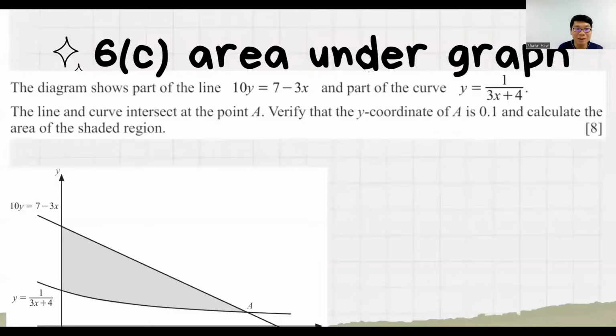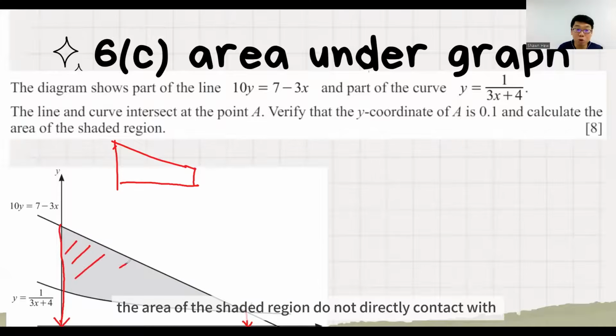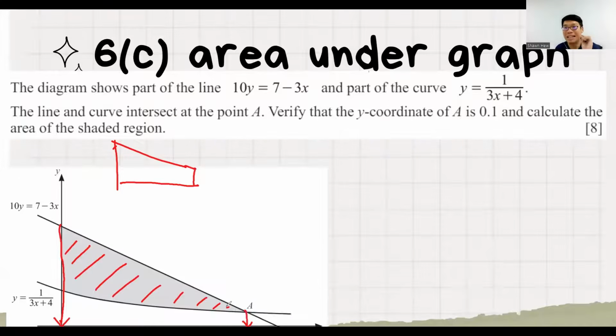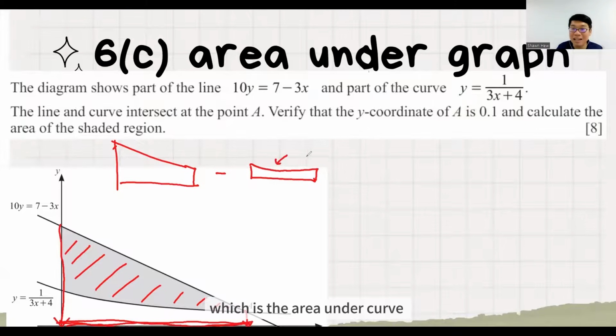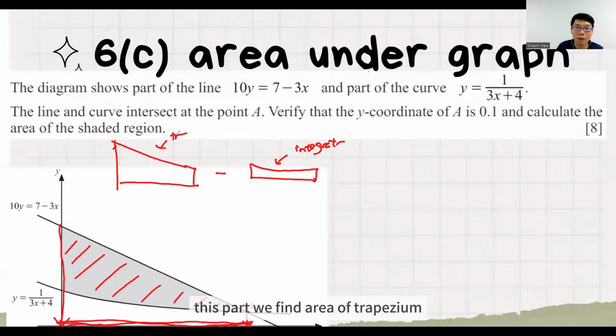Okay, try one more area under graph. So for this graph, we know that the shaded region is from here to here. So the big shape is a trapezium. But can you see, the area of the shaded region does not directly contact any part of the x-axis. X-axis is here, so our shaded region does not directly touch the x-axis, which means that we need to remove the bottom part, which is the area under the curve. So this part we do integration. This part we find the area of the trapezium.